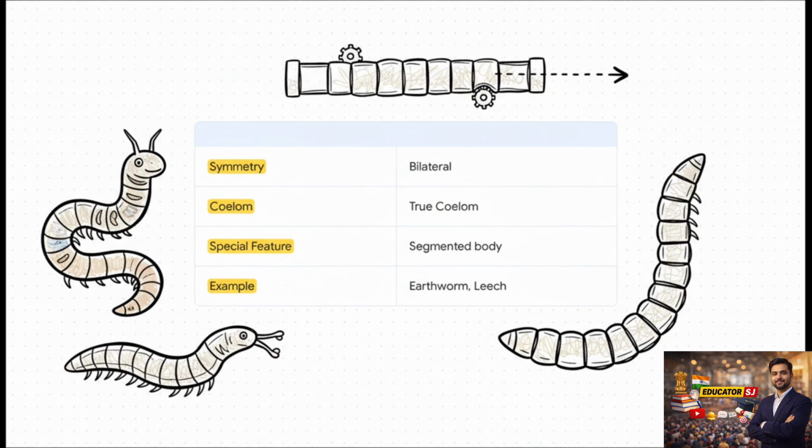Phylum Annelida, the segmented worms, like earthworms and leeches. They have it all. A true coelom providing plenty of internal space, and another game-changing innovation, segmentation. By dividing the body up into all these repeating segments, they could move with way more power and precision.